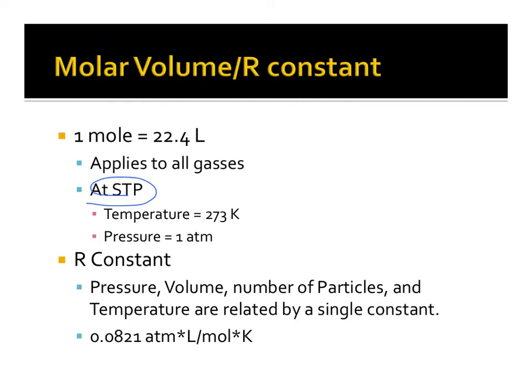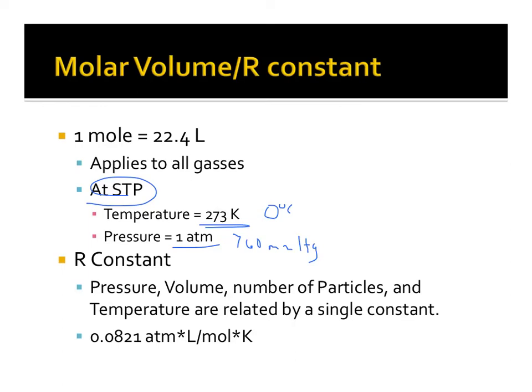Okay, so if we're at STP, which means our temperature is 273 Kelvin and our pressure is 1 atm, of course we can change that to be 0 degrees Celsius because those are the same temperature, or we can change our pressure to being 760 millimeters mercury. And that is all the same pressure, just different units. So at STP, 1 mole is going to equal 22.4 liters.